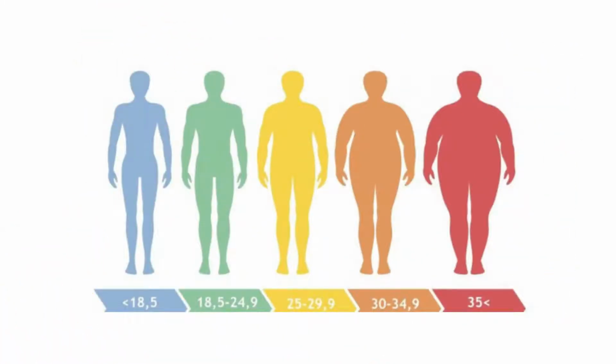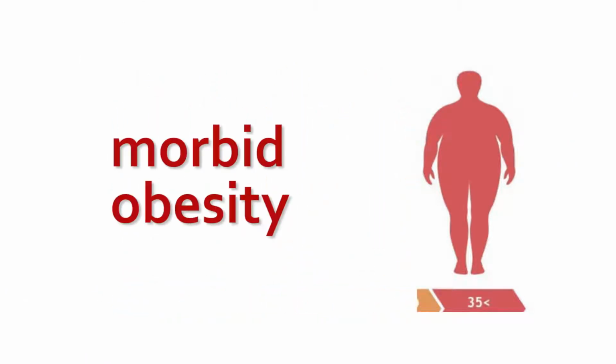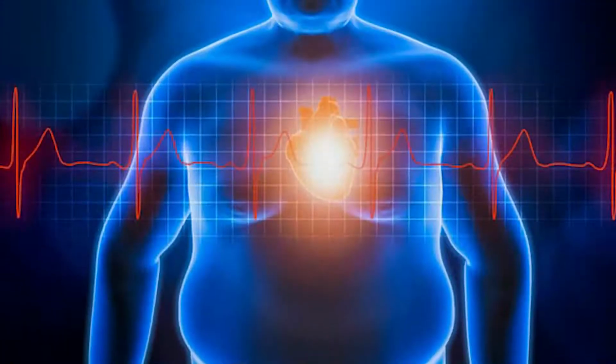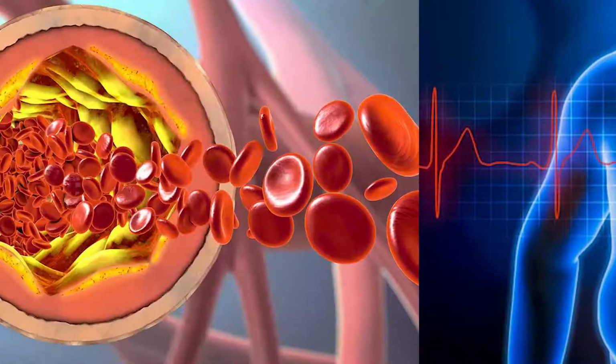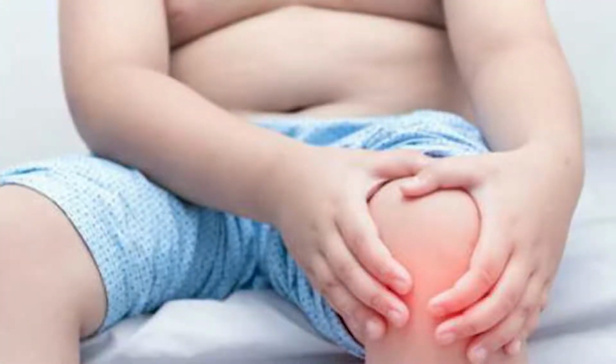When the body mass index is well above the expected level, then we are already talking about morbid obesity, which is one that condemns the person to suffer serious diseases such as diabetes, heart problems, hypercholesterolemia, joint damage, among others.